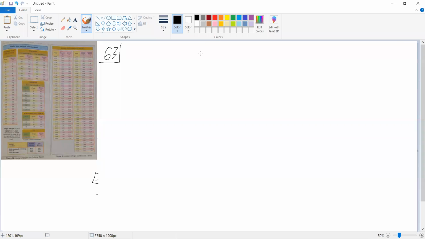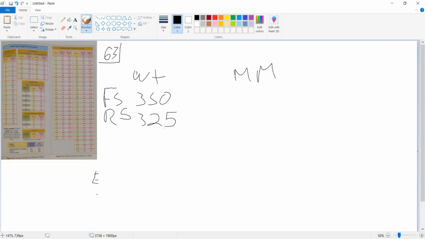Okay, next is 63. So we have our weight and our moment. Our weight is, for our front seat, 350. For the rear seat, 325. For the baggage, 27. For fuel, we have 27. So we know we have to do 27 times 6. So 27 times 6 equals 162.